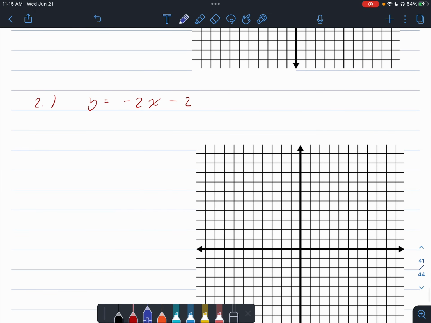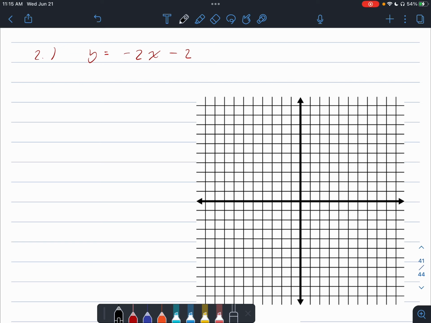Okay, let's take a look at this one. Here we have y is equal to negative 2x minus 2. Okay, so our slope in this case is, let's actually change this example. I'll make it so that the numbers aren't the same. Let's do y equals negative 2x minus 3. Okay, so our slope here is going to be negative 2. That's our m value.